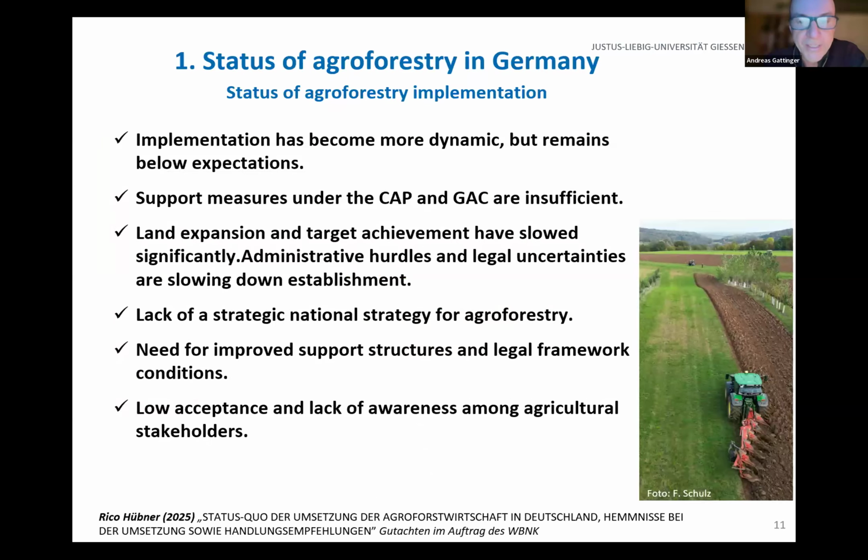And there are reasons for it. I don't want to give them here in detail. We can discuss it later. But definitely a low acceptance rate and lack of awareness among the agricultural stakeholders is one big issue.